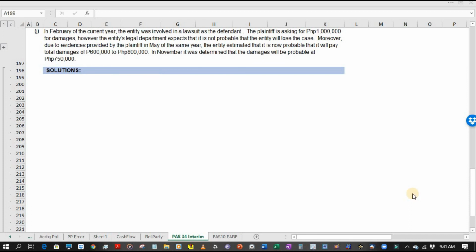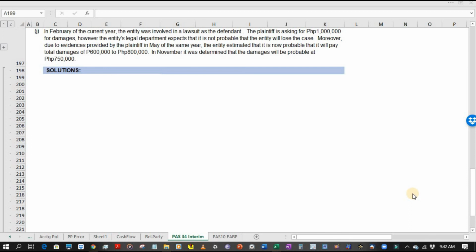And of course, the criteria includes that there must be a present obligation that is probable and can be reasonably estimated. So the lawsuit occurred in February, and in February, the entity estimates that it is not probable. It means that there will be no provision to be recognized in February, because the requirement for us to recognize a provision is that the present obligation should be probable. Then in May, the estimate of the entity has changed.